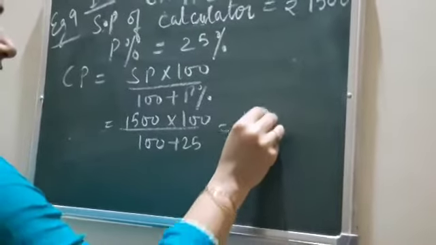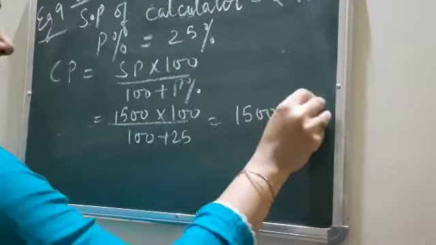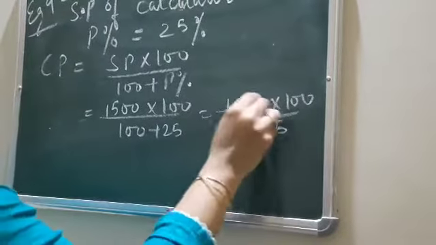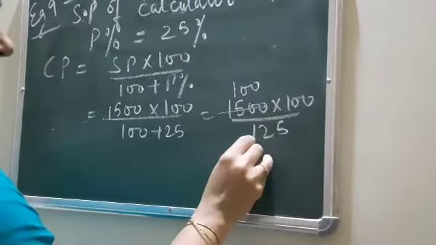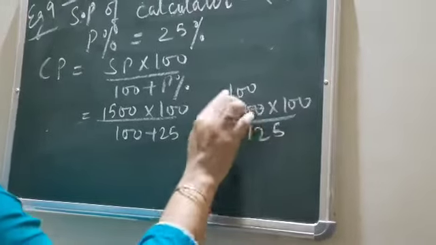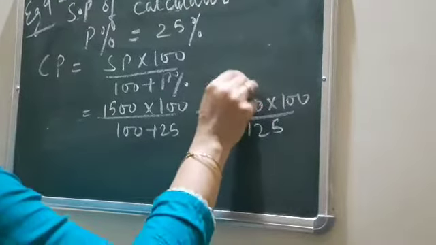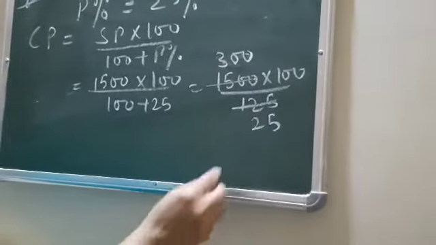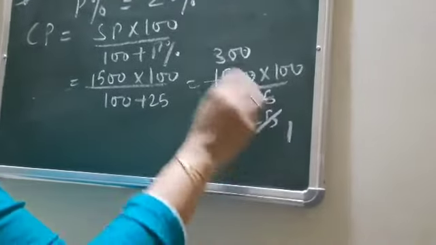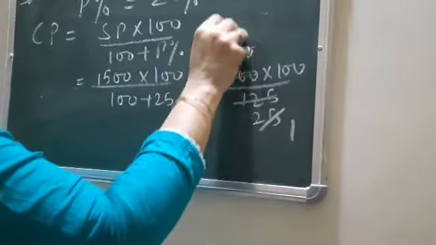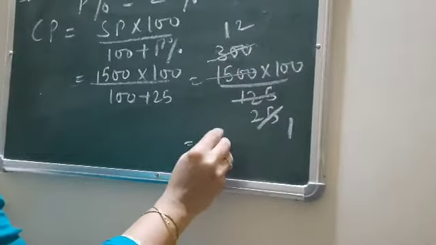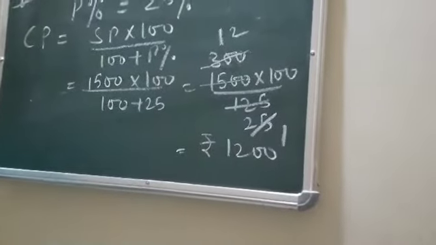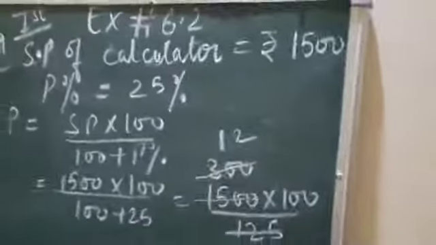So it is 1500 into 100 upon 125. Solve it. 1500 and 125 will not go directly, so cut it by 5. 300 and 25. Then 25 fours are 100 and 25 twos are 50. So it will be 1200 rupees. So for the first calculator, the cost price is 1200.